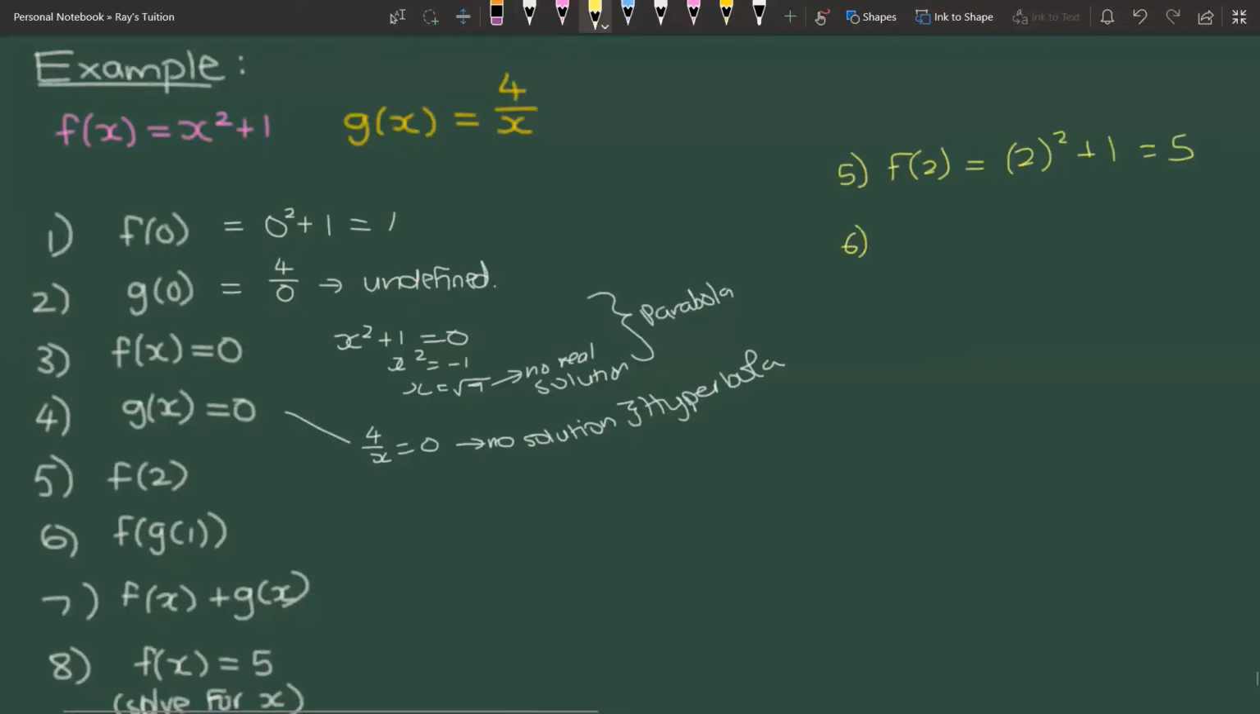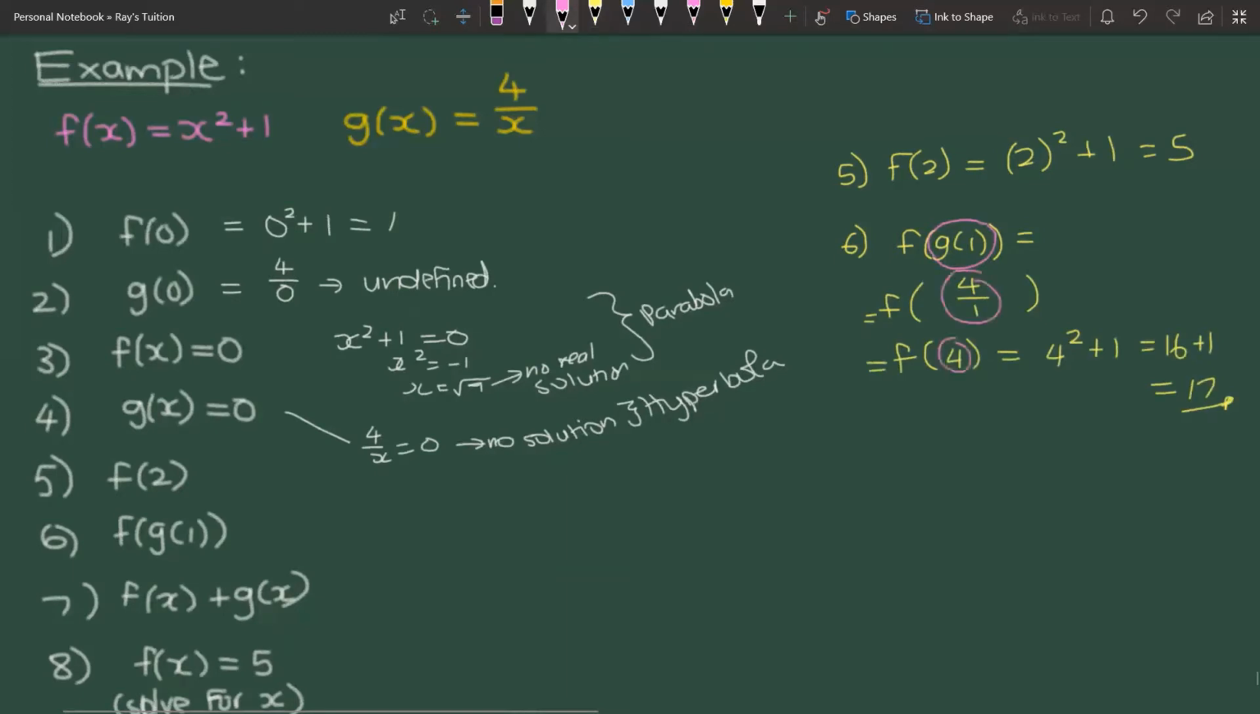Let's look at this one. It's very interesting. F of g of 1. So first of all, let's calculate g of 1. So g of 1 is putting 1 in the place of x. So 4 over 1. So this is f of 4, which is then 4 squared plus 1, which is 17. So let's go over that one first. So first we find out what is the inside part equal to, and g of 1 is 4 over 1, which is simply 4, and then we can evaluate that with f.